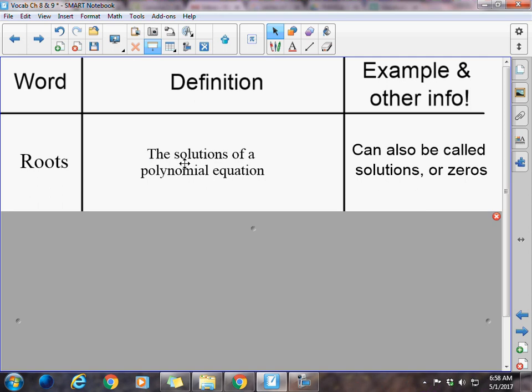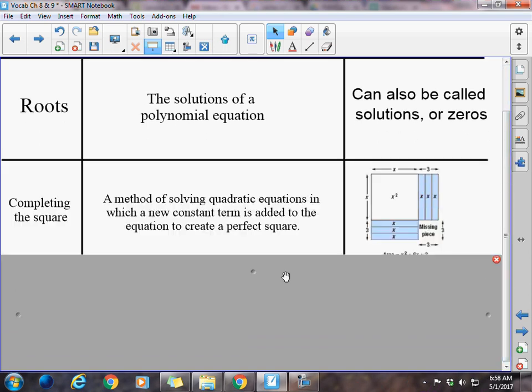Roots, the solution of a polynomial equation. They can also be called solutions or zeros. I'm not sure where the word roots comes from. Maybe another math teacher knows. But that's another word to say the answer. So when you solve for x, those are the roots.